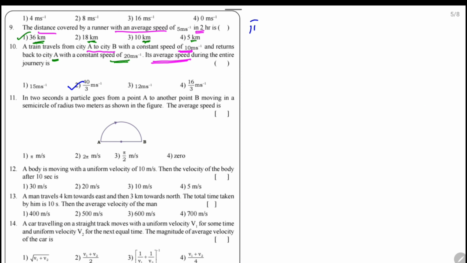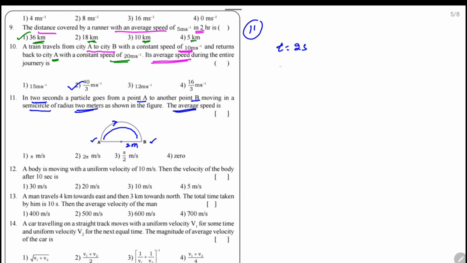Next, question number 11. In 2 seconds, so time is given as 2 seconds, a particle goes from point A to point B. So this is point A and this is point B. See how the particle is moving. Arrow is given here, so it is going in this direction. Clear? Moving in a semicircle of radius 2 meter. So its radius is given as 2 meter. The average speed is what?